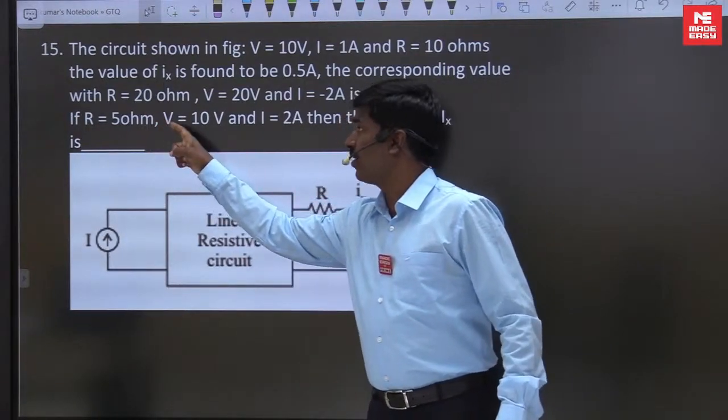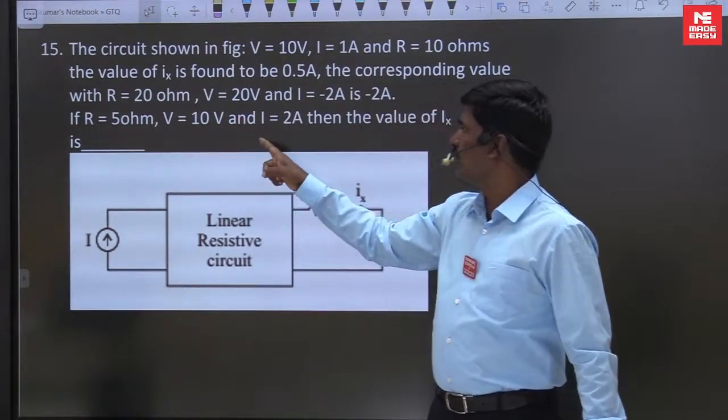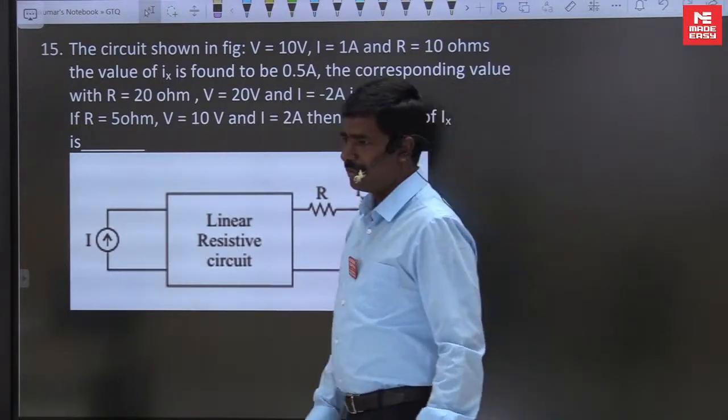Now, if R is equal to 5 ohms, not 50, 5 ohm, V is equal to 10 volts, I is equal to 2 amperes, then the value of Ix is. Fast now, give answer now. Come on.